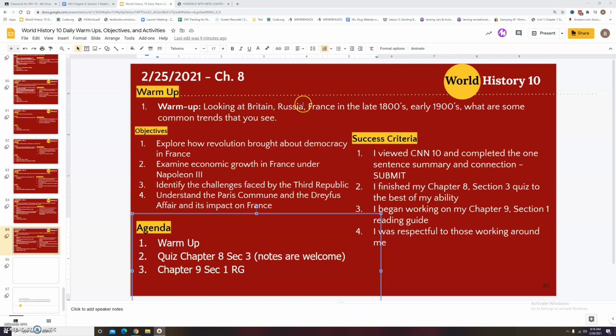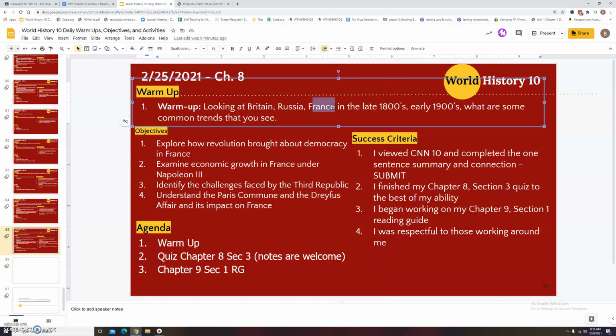Absolutely. They really disassociate from the church. And we see that in France as well, with the Catholic Church not necessarily running all the schools, and people are able to practice freely. And there are many others. Please name a couple of trends that you see in these three countries during this chapter.